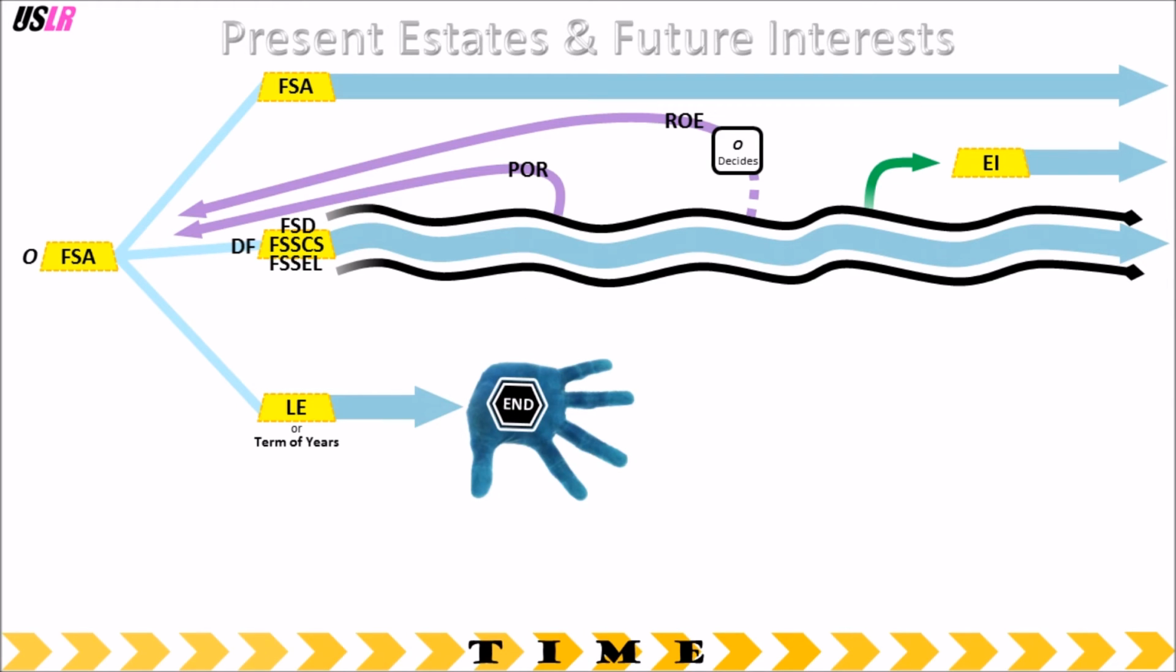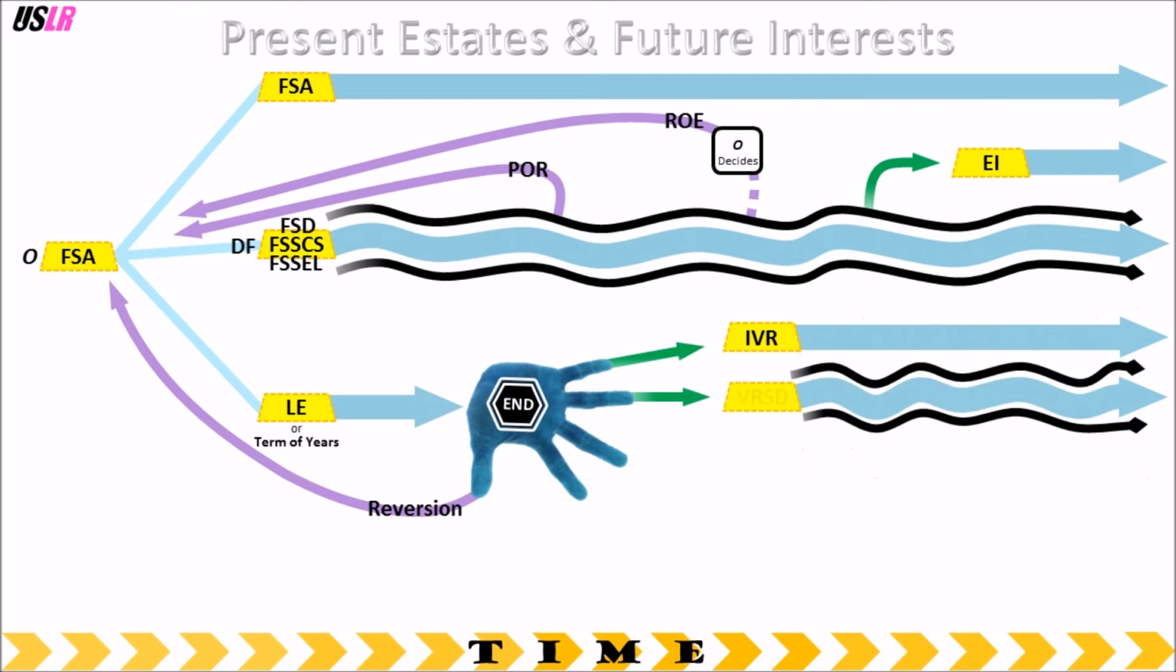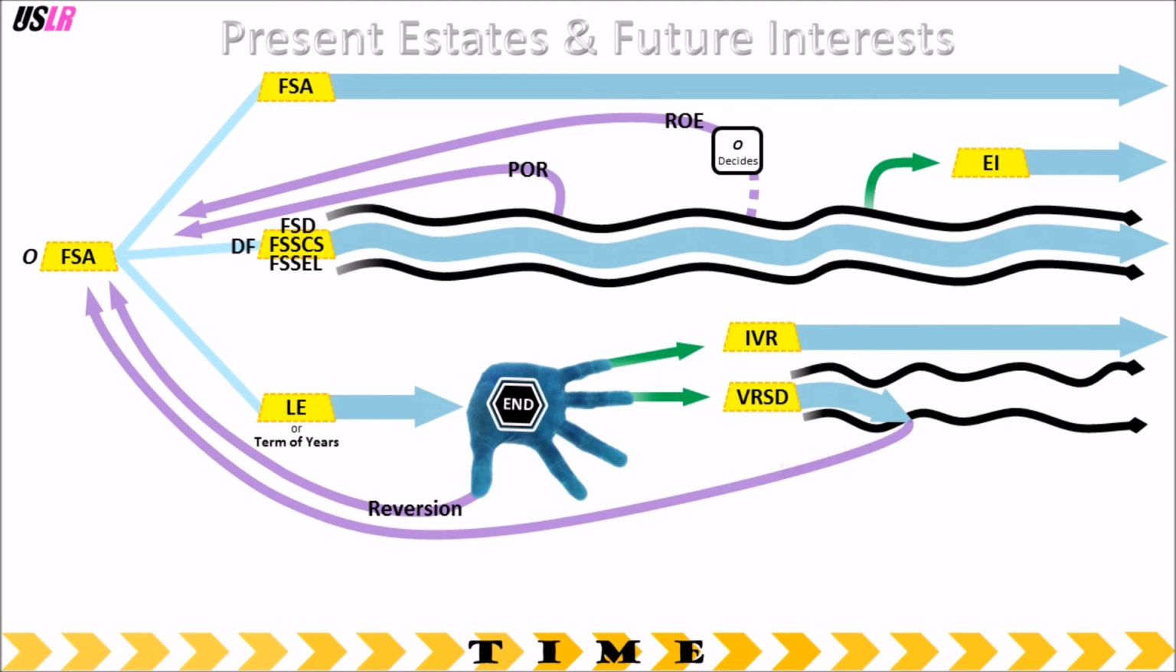It can go back to O. This is called a reversion. It can go to someone else. This is called an indefeasibly vested remainder. It can go to someone else with a condition, called a vested remainder subject to divestment, where if the condition is triggered, the land could go back to O as a reversion, or the land could go to someone new as an executory interest. It can go to a group.